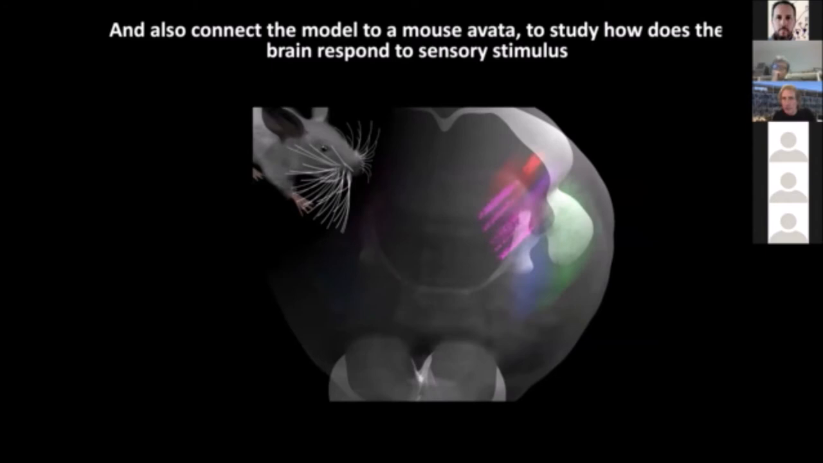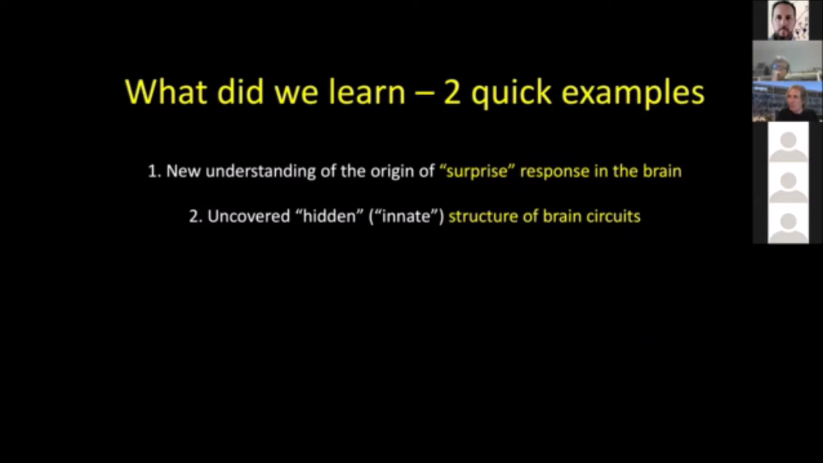Okay, so now I hope that I succeeded in convincing you why we do simulations and what we are trying to do. I want to show you two interesting results that came about recently using the circuit.